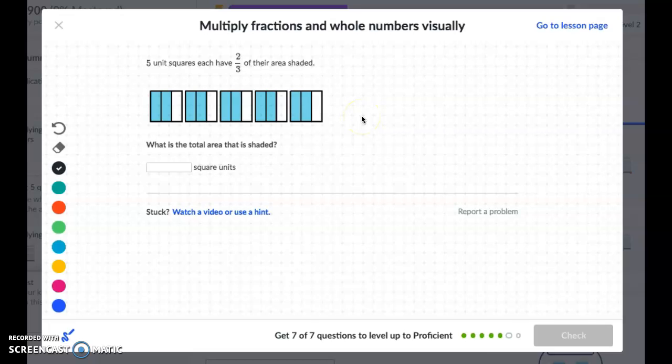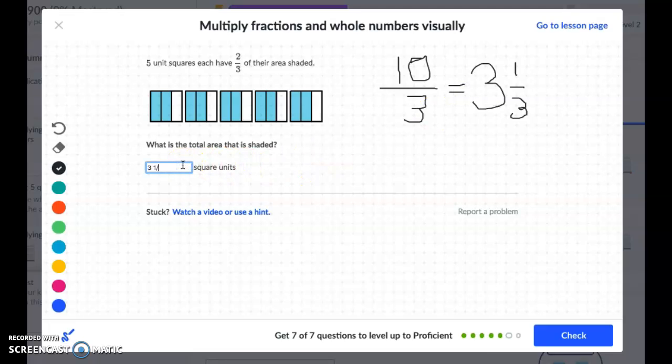5 unit squares each have 2/3 of their area shaded. What is the total area that is shaded? So again, I'm going to count my shaded boxes. 1, 2, 3, 4, 5, 6, 7, 8, 9, 10. So 10 are shaded, and they're in thirds, so 10 thirds are shaded. So for our total area, 3 fits into 10 3 times, which brings me to 9, and then I have 1 left over, so I would have 1/3 left over. So 10/3 is really the same as 3 and 1/3.